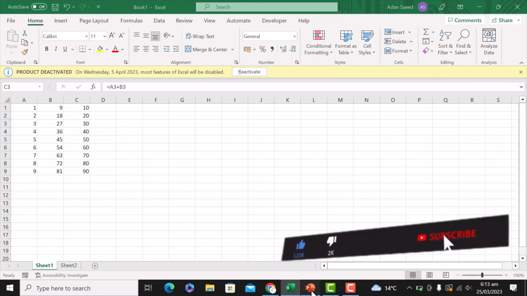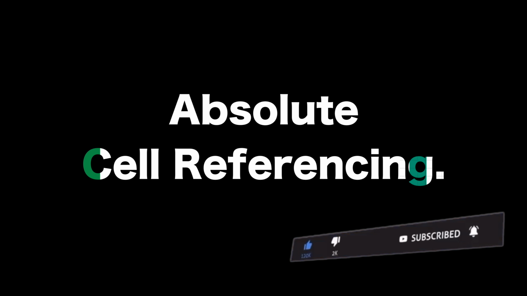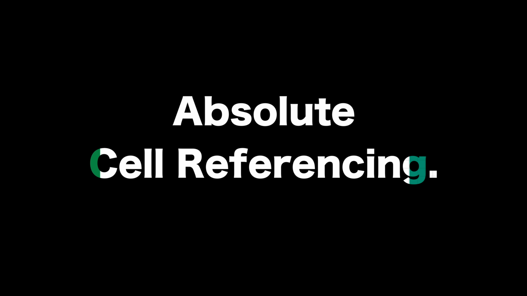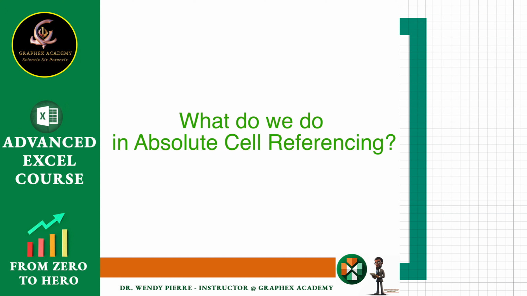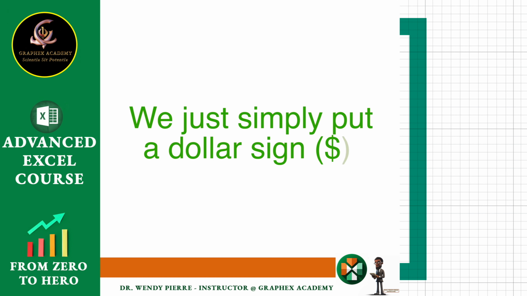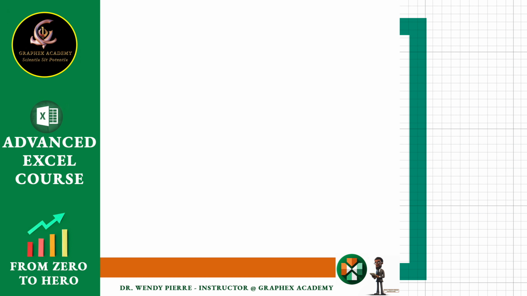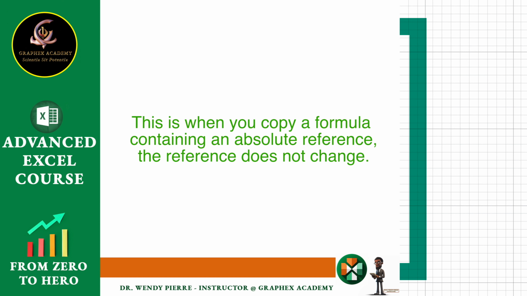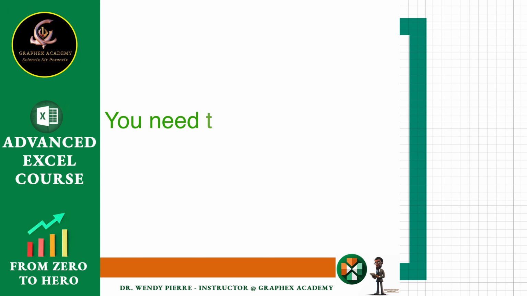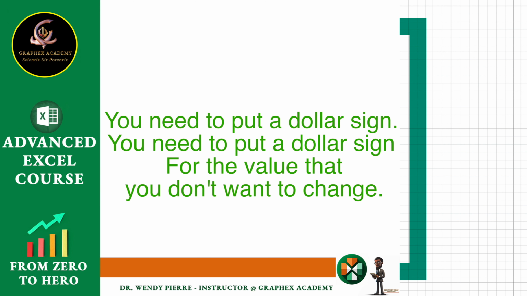The second referencing is absolute cell referencing. What we do in absolute cell referencing is we simply put a $ sign. When you copy a formula containing an absolute reference, the reference does not change. So to make it, you need to put a $ sign for the value that you don't want to change.